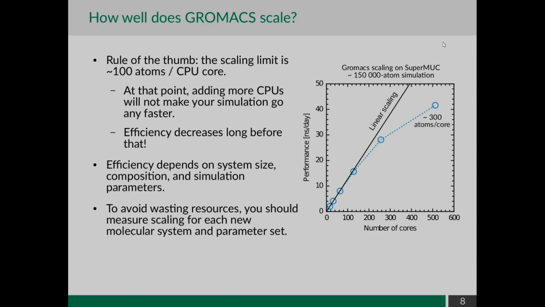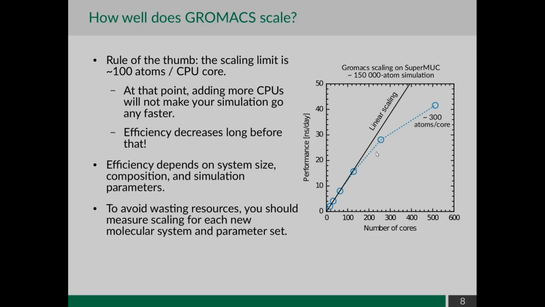If we have a look at the figure on the right, here I'm showing the scaling of Gromacs on a supercomputer in Germany for a 150,000 atom system. We have on the y-axis the performance in nanoseconds per day as a function of the number of cores on the x-axis. And we have a black line that delineates linear scaling. So if we follow this black line, we have an efficiency that's very high, near 1.0, but when we stray away from it, our efficiency decreases.